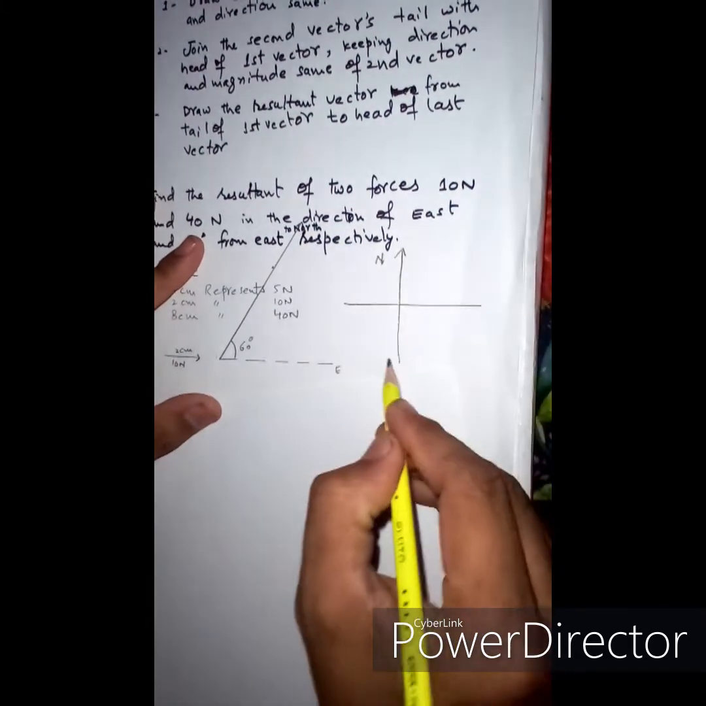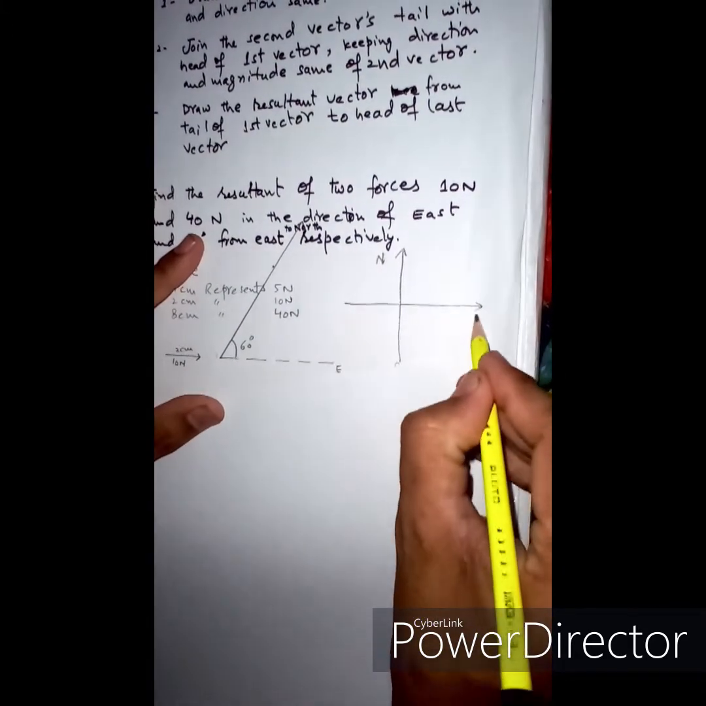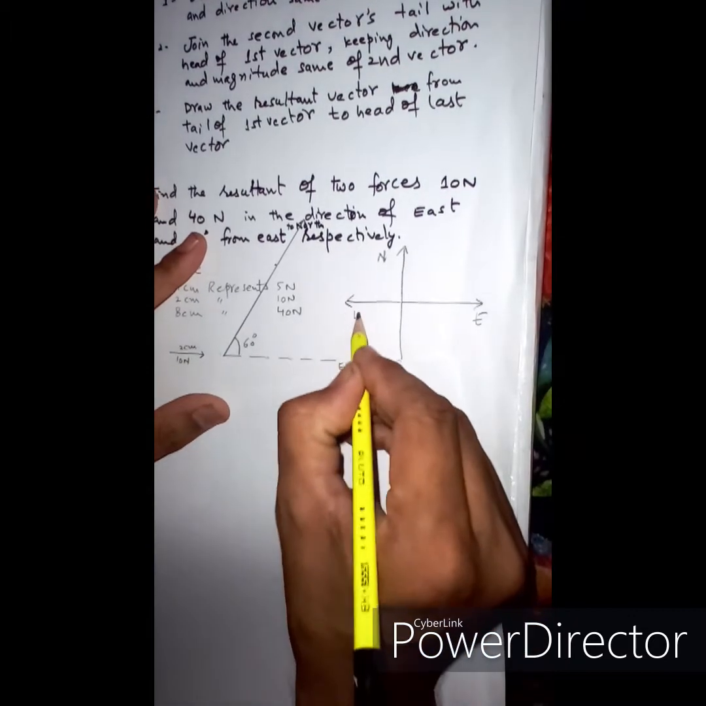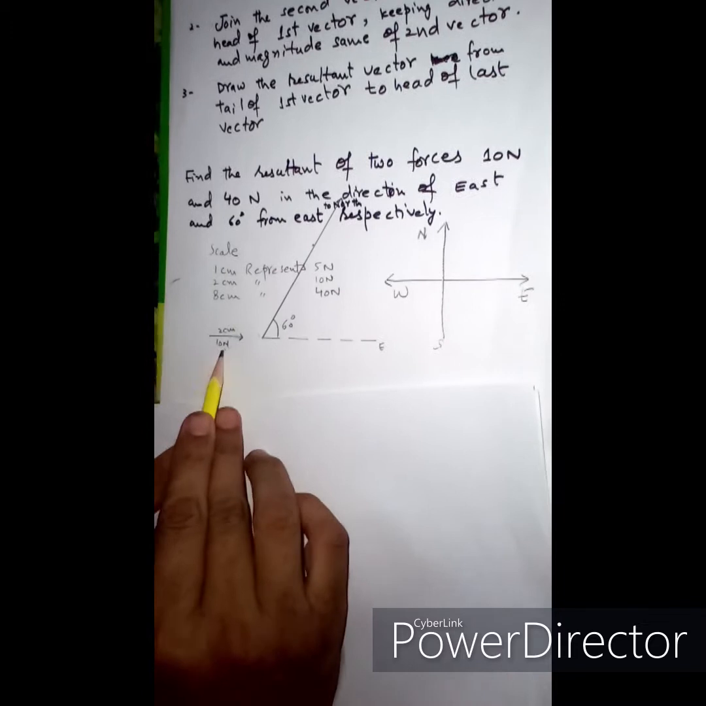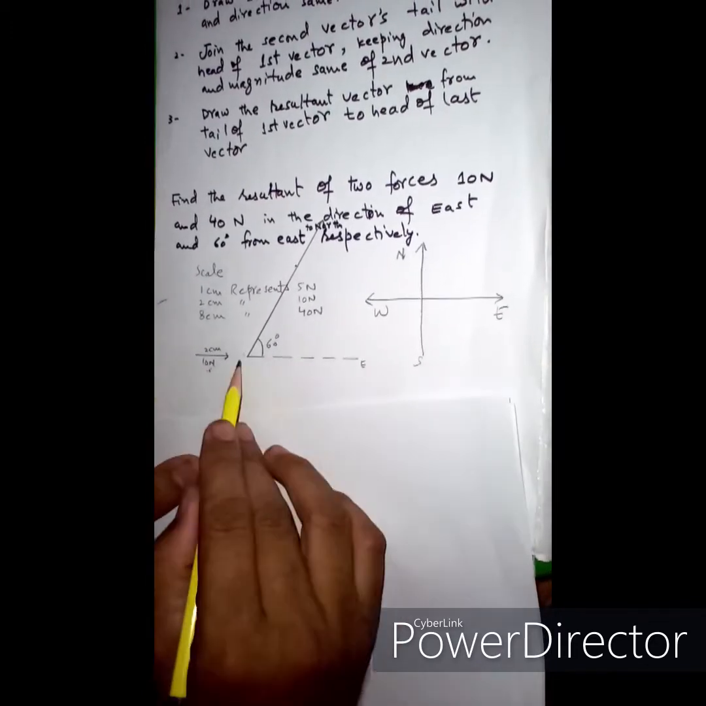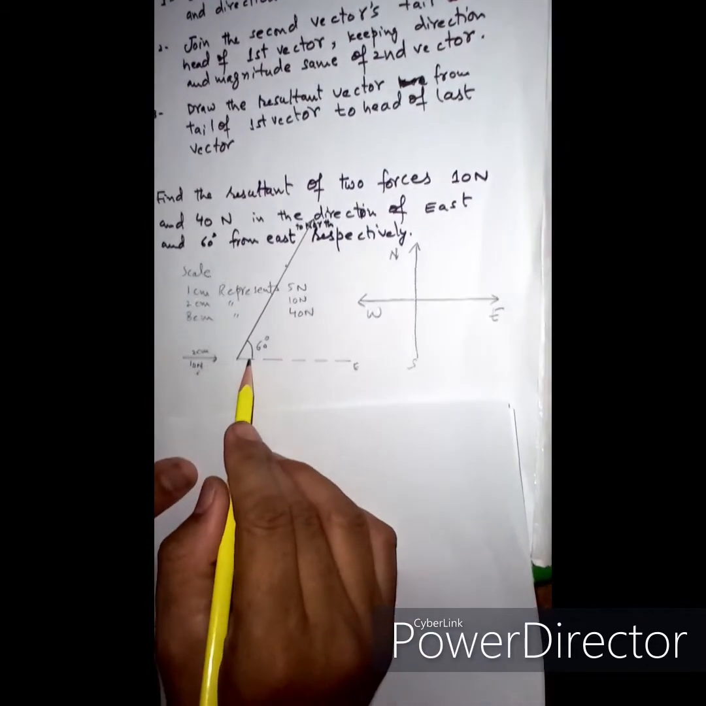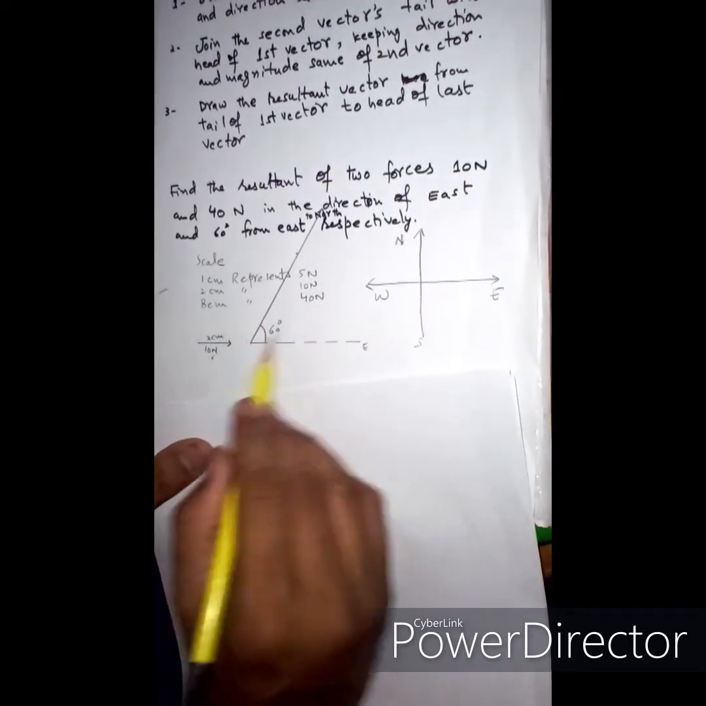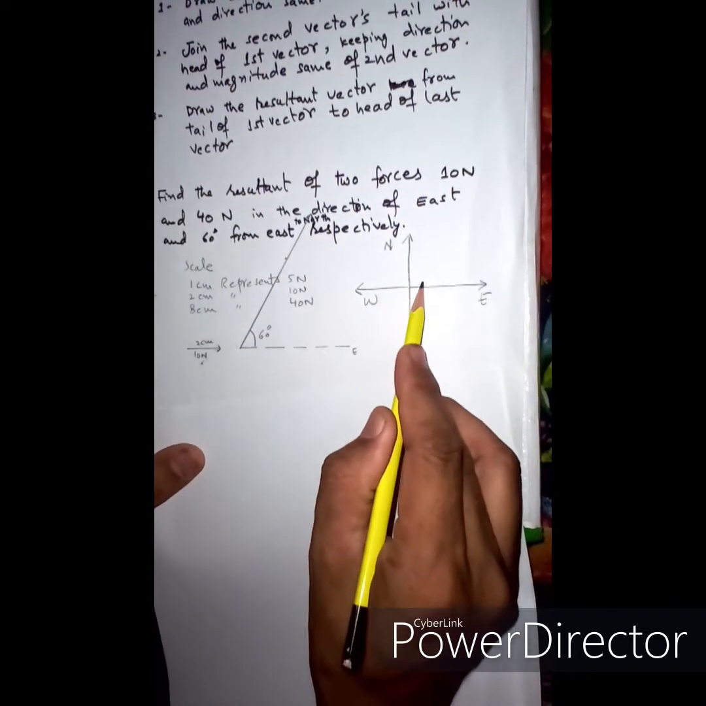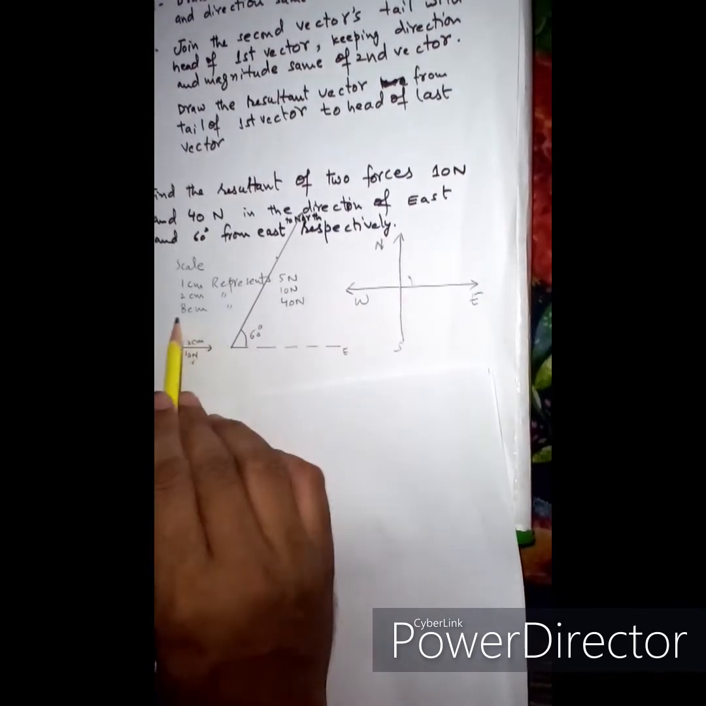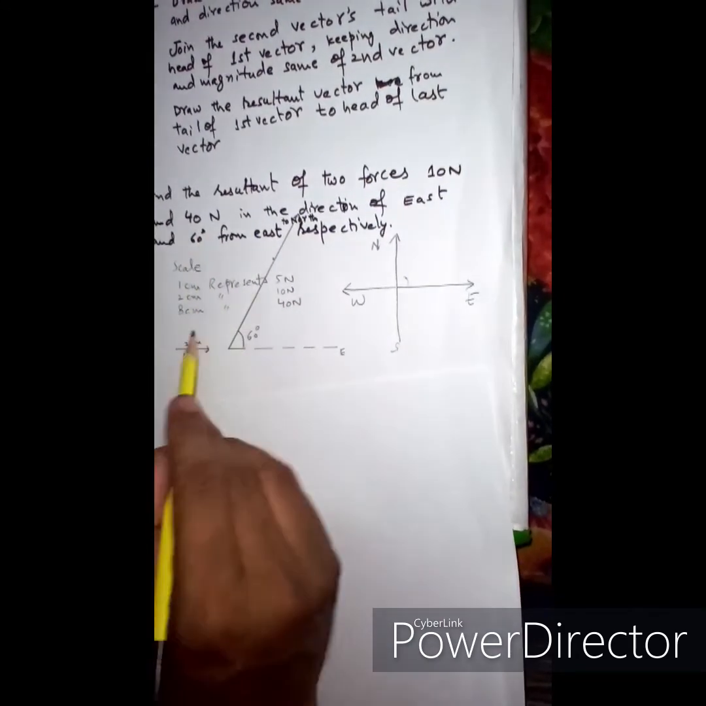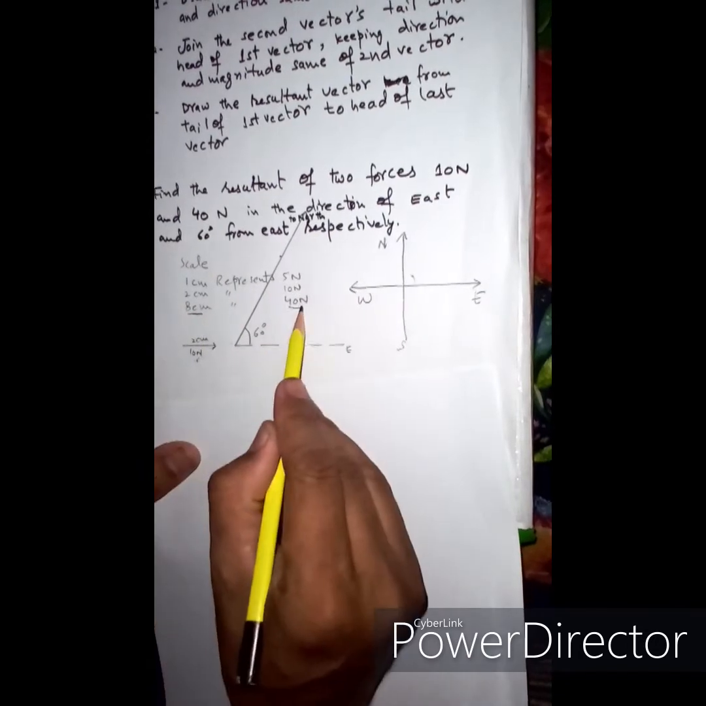This is north, this is south, this is east, this is west. So east direction 2 centimeter, that is representing 2 Newton force. And in the same way, 60 degree from east to north. North is this one, east is this one, east to north 60 degree. And we have to represent how much? 40 Newton. 40 Newton means 8 centimeter.